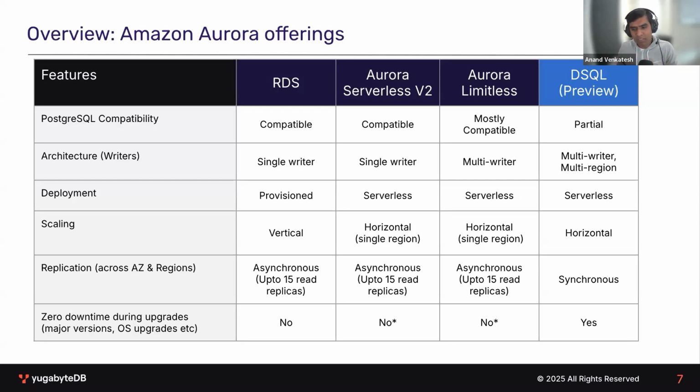When we talk about zero downtime patching, RDS doesn't support zero downtime patching, ZDP, while serverless and limitless services claim they support ZDP, but only with best efforts. It means they do have caveats. It requires a downtime during the OS and security patches time window. And we all know that it's a very common maintenance activity in databases. DSQL supports ZDP, zero downtime patching.